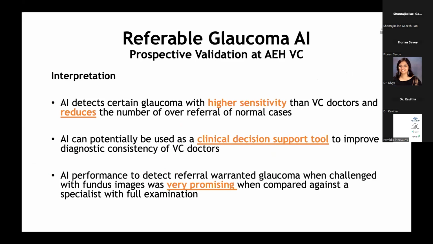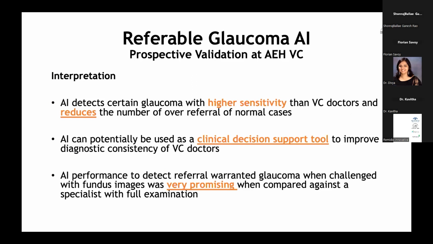So what we interpreted from the vision center study was that AI detects certain glaucoma, that is definite glaucoma, with higher sensitivity than the vision center doctors and reduces the number of over-referrals of normal cases. AI can potentially be used as a clinician decision support tool to improve diagnostic consistency of the vision center doctors. So the glaucoma fellows knew that this might be a physiological cup, but they were not sure and they didn't want to miss the glaucoma. But the AI gave the diagnosis, okay, this is not to be referred. This can be referred 6 months from now.